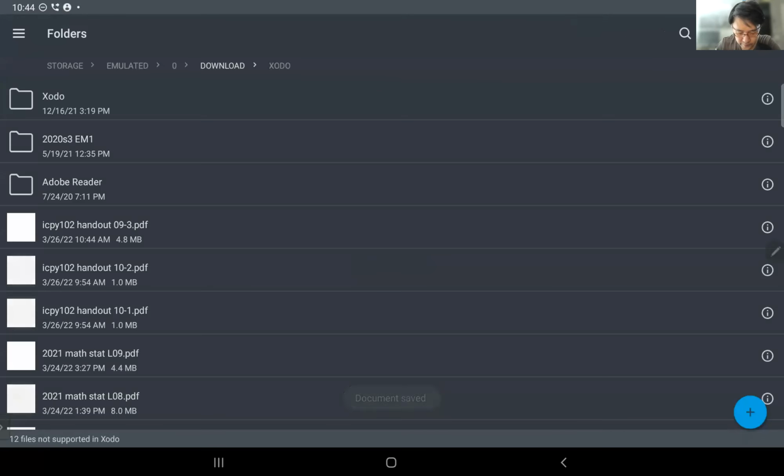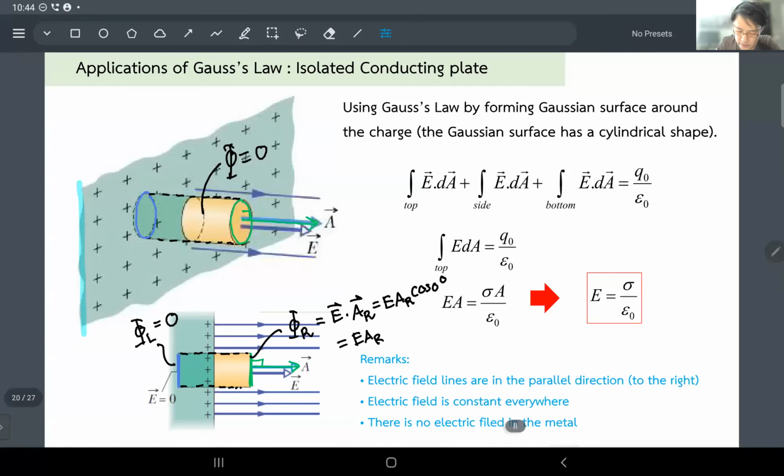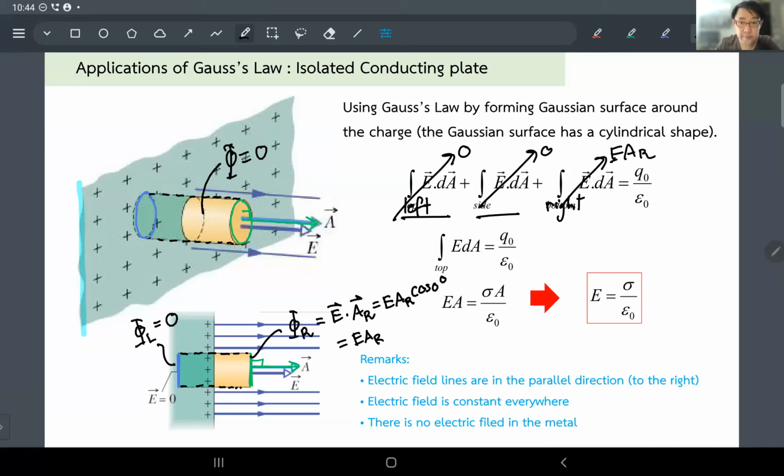Flux on the top, flux on the side, and well, we call it top, bottom. I think it's supposed to be called left and right. The orientation is not vertical. So, okay, let me call it left and right. So the flux on the left, flux on the side, and flux on the right. Side is 0, left is also 0. This one goes to EA on the right side. See, so you already knew what is going on the left side of the Gauss's law equation.